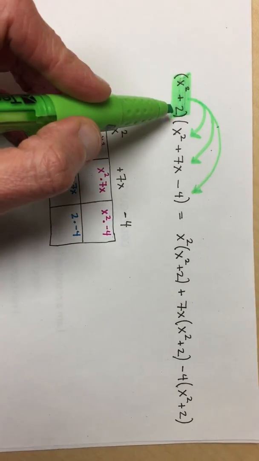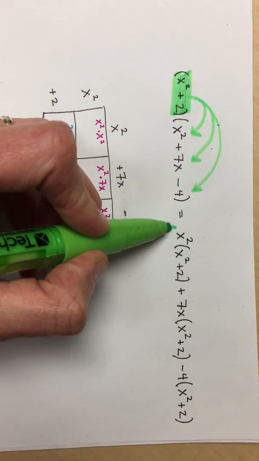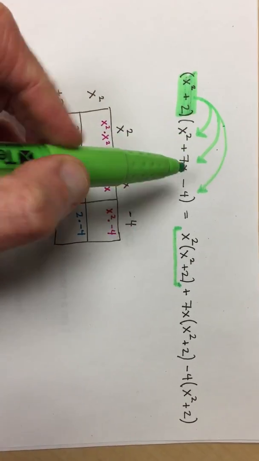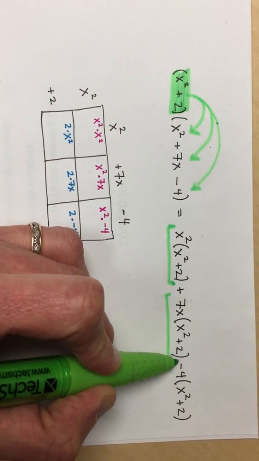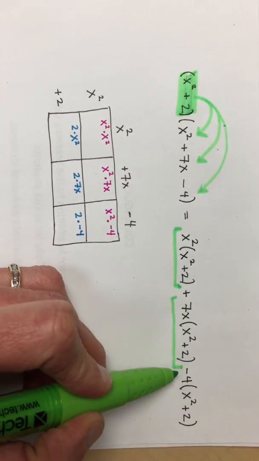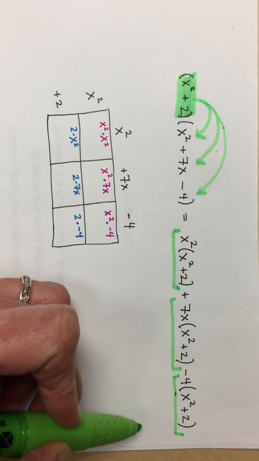So I'm distributing the binomial to x squared. So here I have x squared times the binomial. Then I'm distributing the binomial to 7x. So I have 7x times the binomial. And I'm distributing the binomial to minus 4. So I have minus 4 times the binomial.